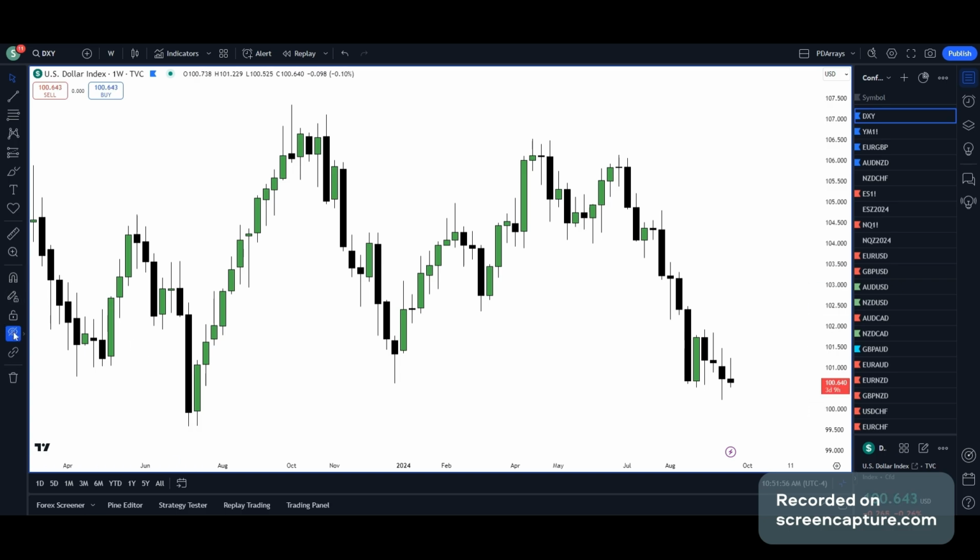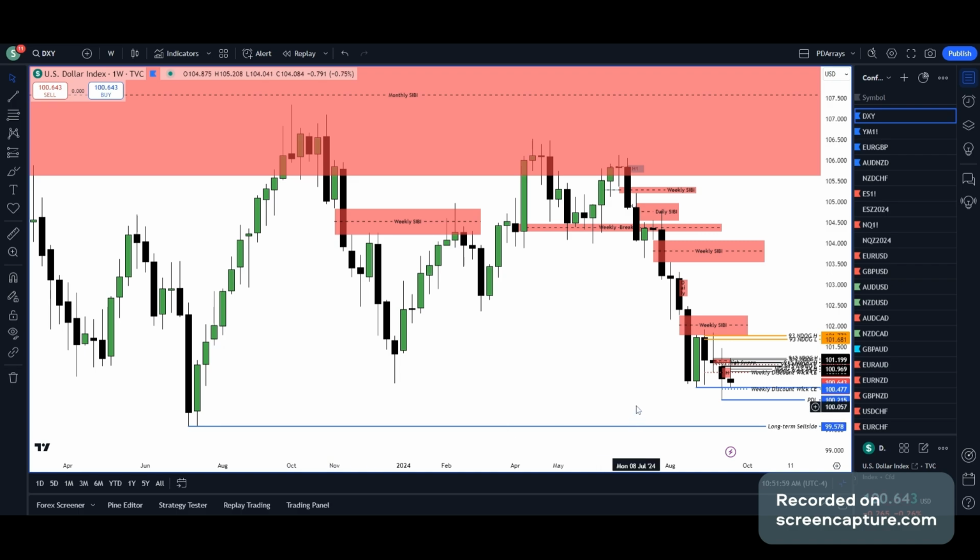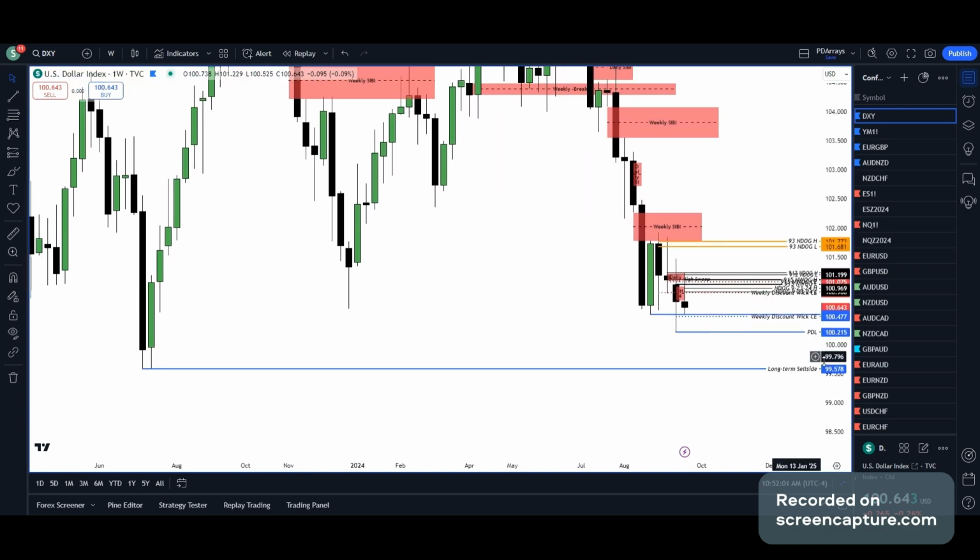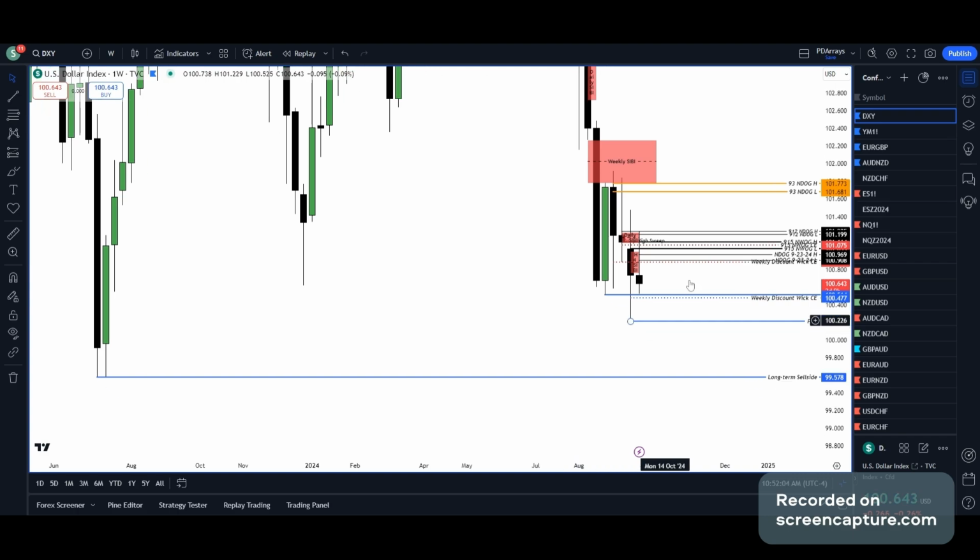And I'll put my drawings up here on dollar. You can see here, this is what I had already annotated and drawn out. Okay, so the key level is the previous week low. So I have PDL, but that's actually a PWL now. So there's a previous week low down here. That's the initial draw on liquidity. And then long term, we have these relative equal lows down here. Okay. So with dollar bringing in lower prices, I was expecting euro to be bringing in higher prices.